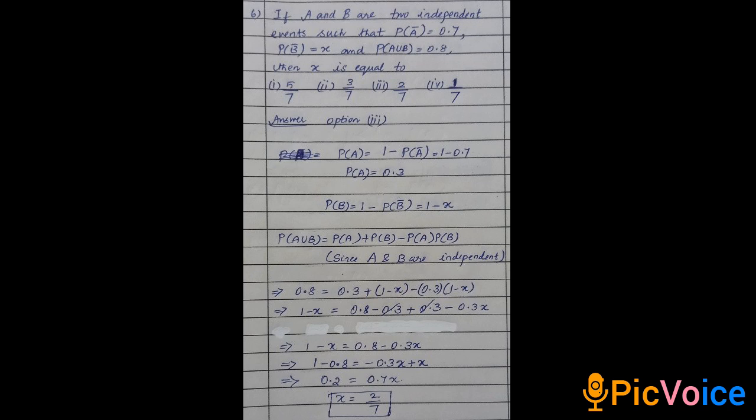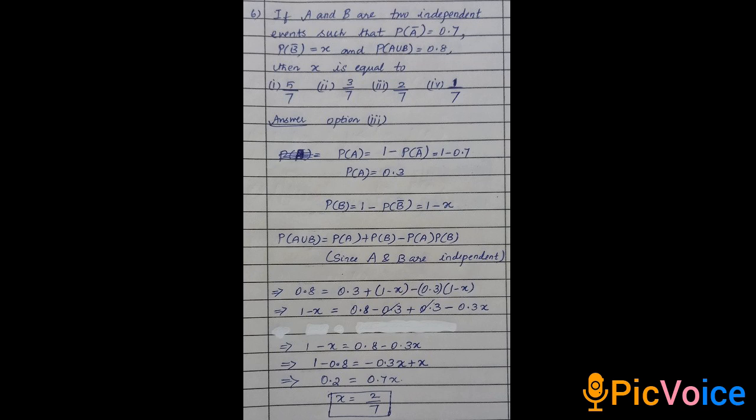Here, probability of A is equal to 1 minus probability of A bar, which is nothing but 1 minus 0.7. So we'll be getting probability of A is equal to 0.3. Similarly, you can find the value for probability of B, which is equal to 1 minus probability of B bar, that is equal to 1 minus X.